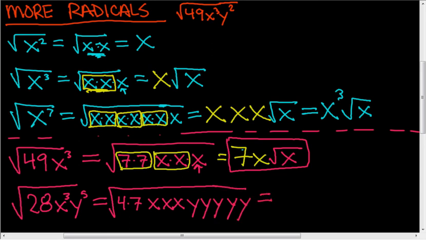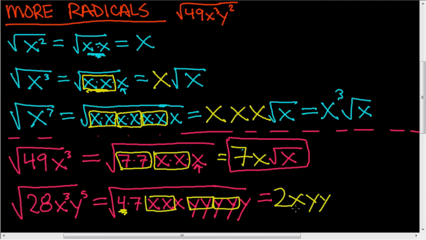Alright, what's going to come out? Well, the square root of 4, that's 2. Can I take the square root of 7? No, I can't. The pair of x's will come out. There's nothing to match with this one, so he's still inside. The y's, I got one pair of y's and another pair of y's. And then there's this one left over.